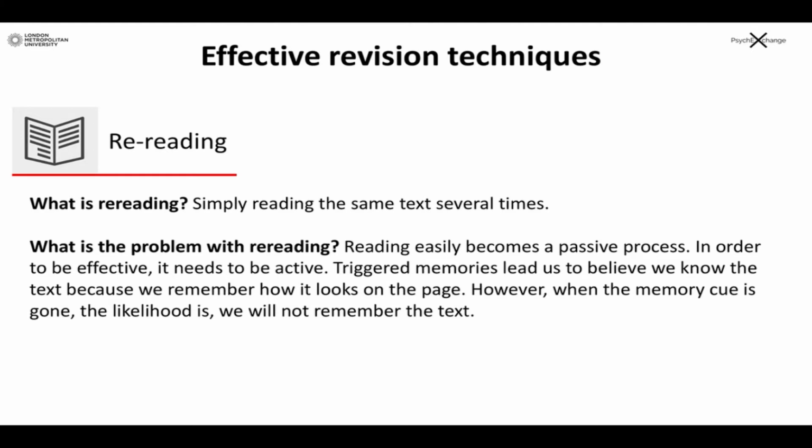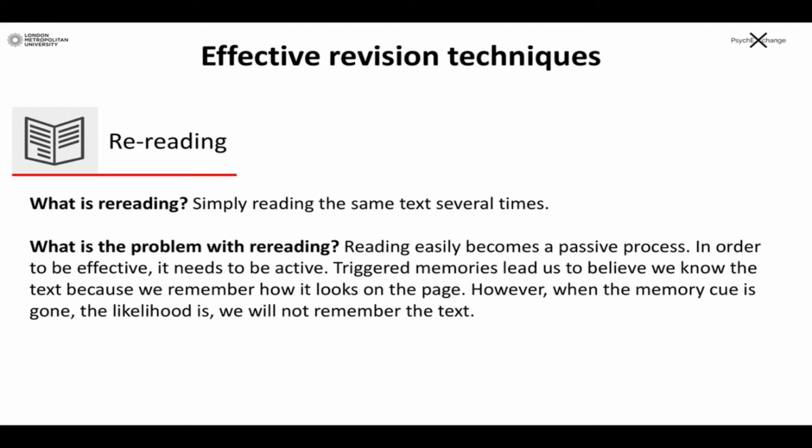So what is it? Simply reading the same text several times. We all do it, but there is a major issue with it. It is completely passive. What does this mean? It means that we're not putting in any effort to learn or remember what we are reading. In order for rereading to be more effective, it needs to be an active process.